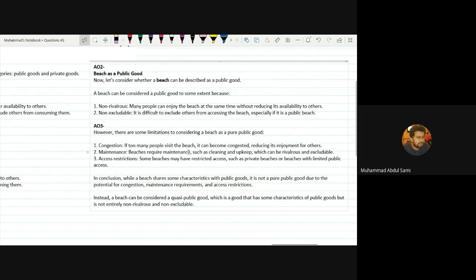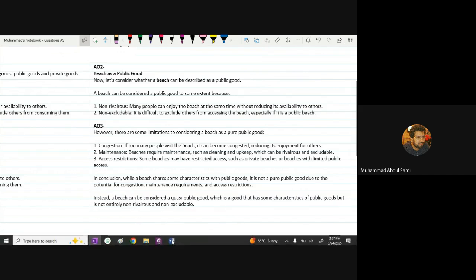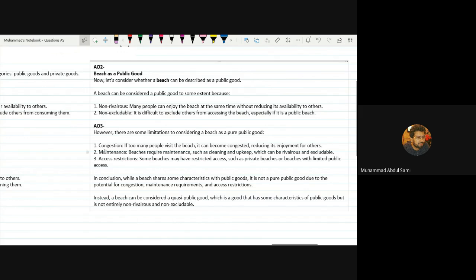So, what are the limitations to considering a beach as a pure public good? First, it could be a congestion issue. If too many people visit the beach at the same time, it could become congested, reducing its enjoyment for others. During the holidays, we may see the Karachi beach is overly populated, or on the eve of New Year, it's also a common thing.